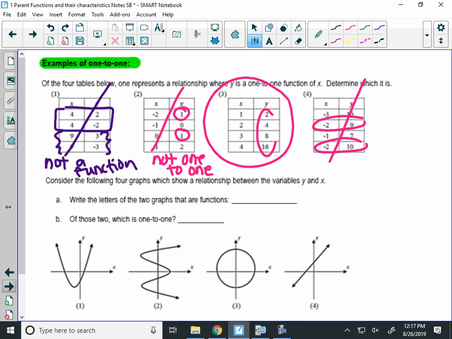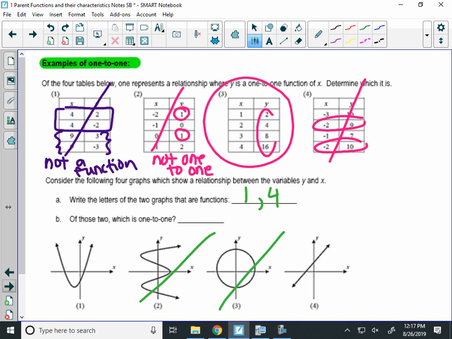The following graphs, which ones of those graphs are functions? So use the vertical line test. Shout them out. 1 and 4. 1 and 4 both pass the vertical line test. 3 and 2 fail the vertical line test. They're not functions, so they can't be 1-to-1.